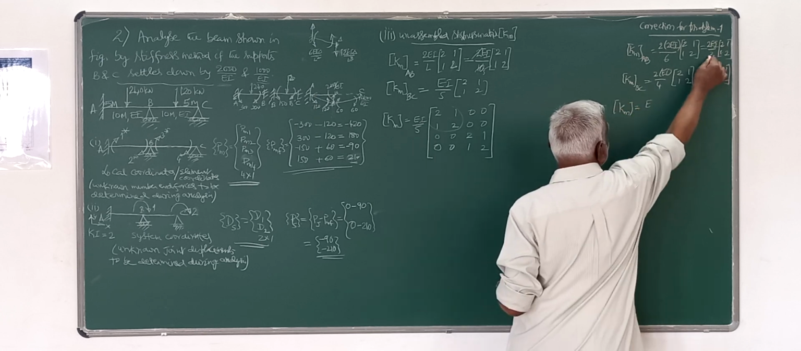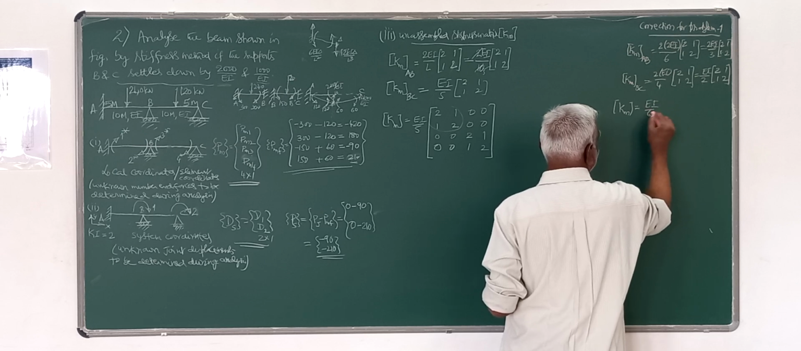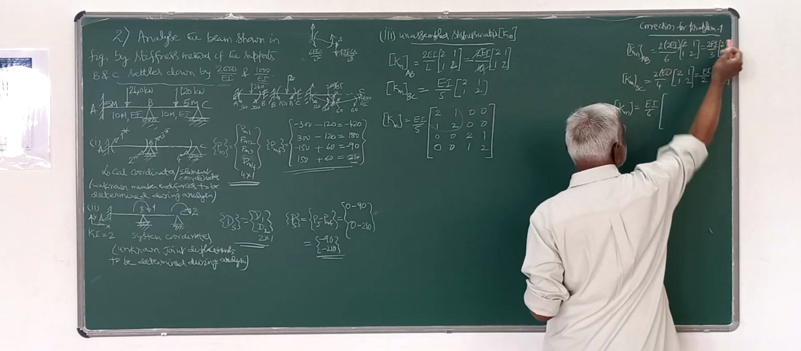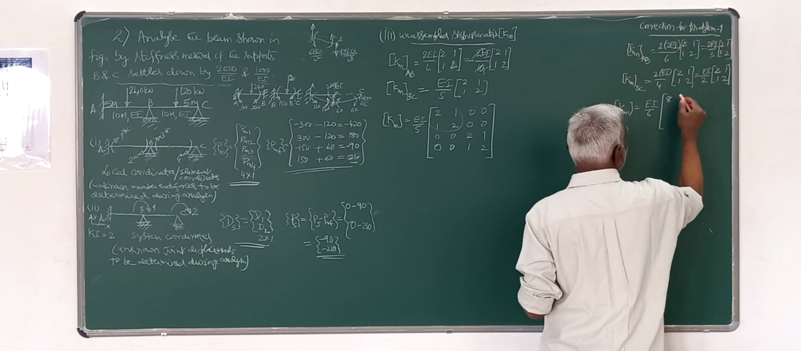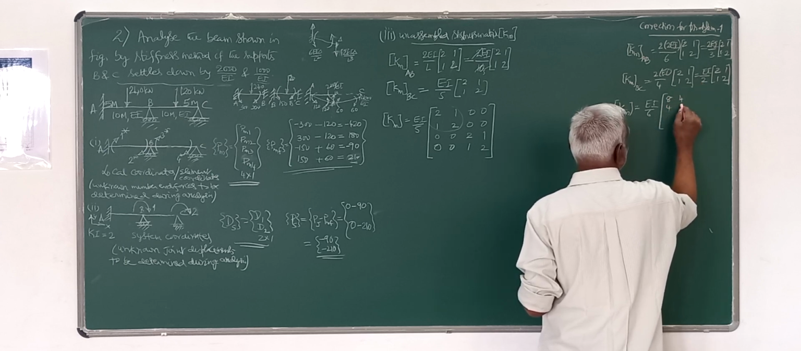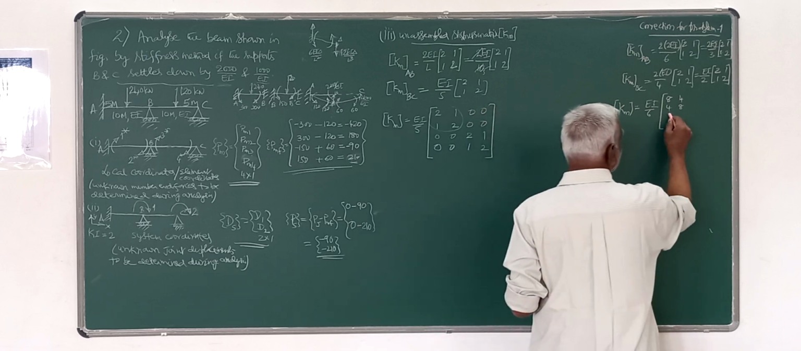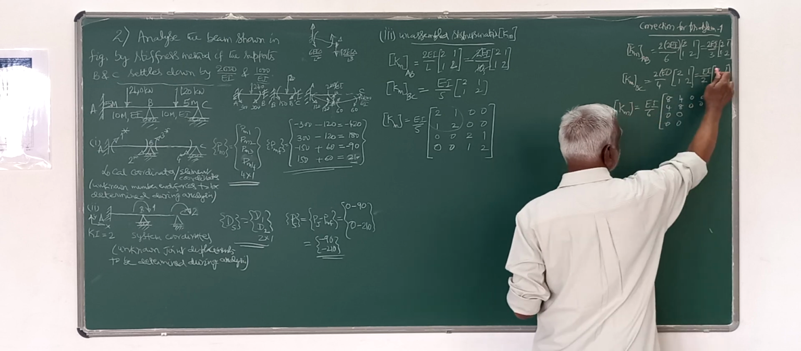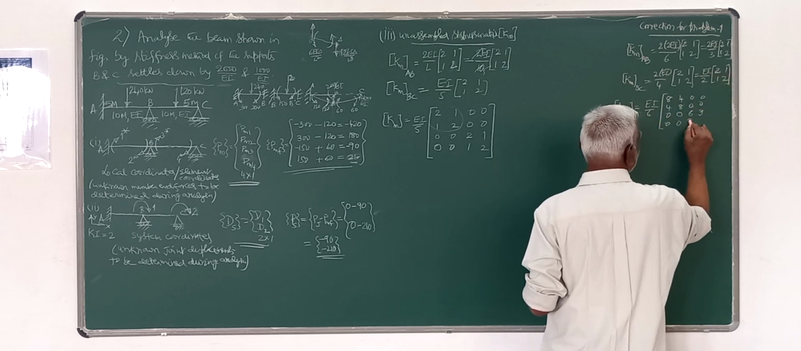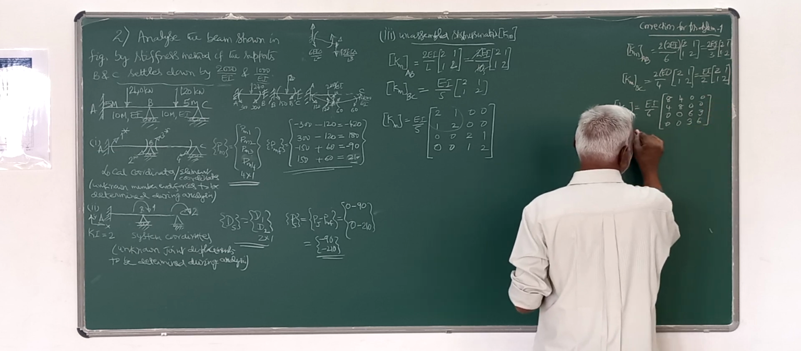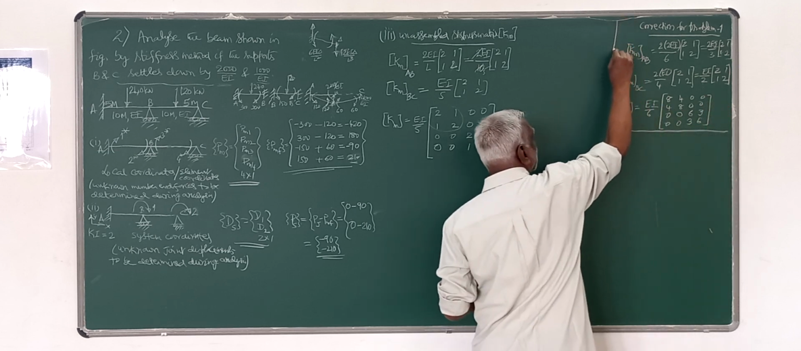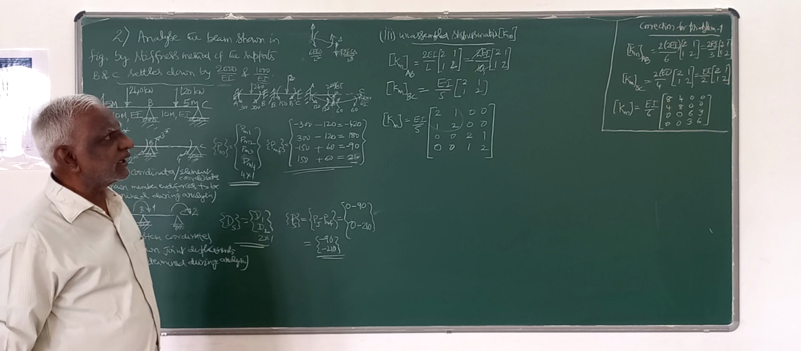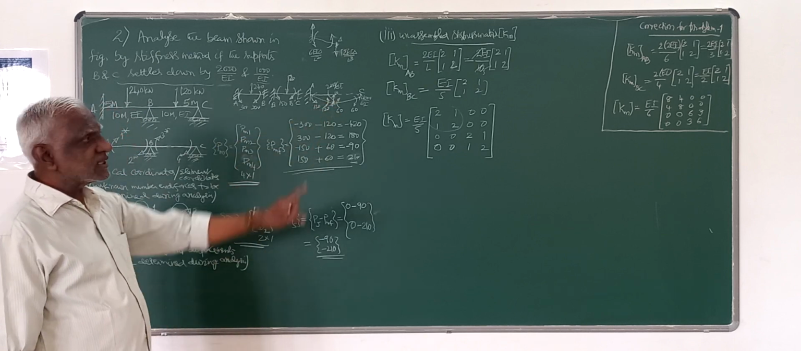The unassembled element stiffness matrix will be, here the LCM is 6, so I can take EI by 6 outside. Since 6 is taken outside, this I have to take as 8, and here it is 4, 4, 8, 0, 0, 0, 0. Here, since I have taken 6 outside, this will be 6, 3, 3, 6. So this was the correction which you have to introduce for the calculation of the unassembled stiffness matrix in the previous example. Please incorporate this.